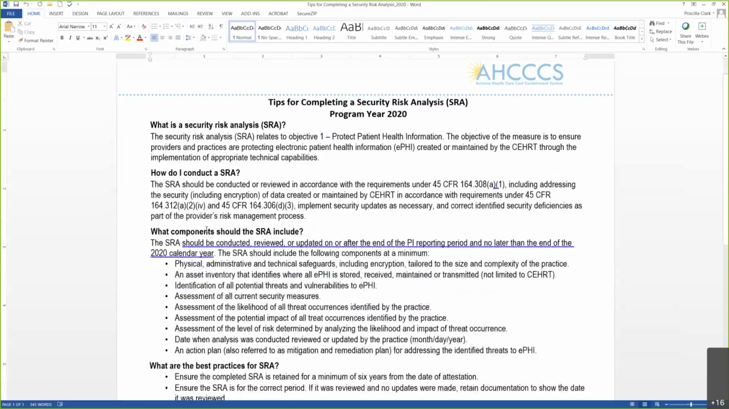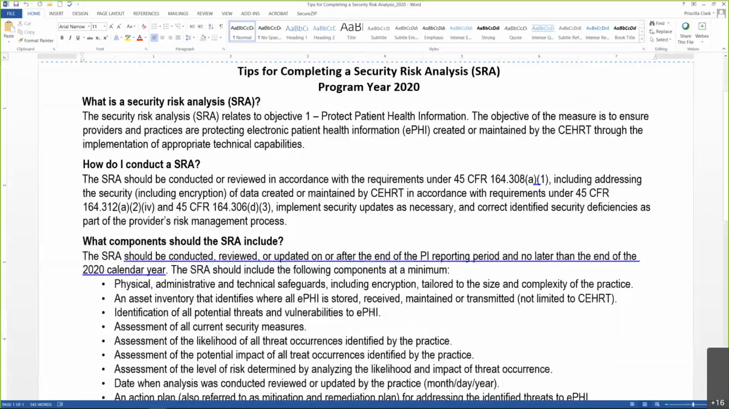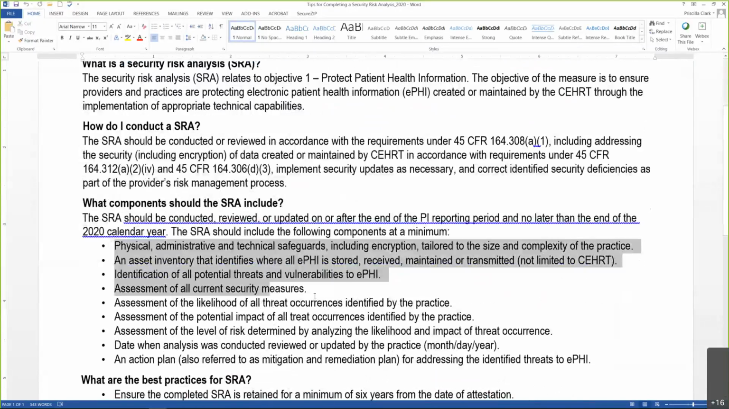Another question was, how do I conduct an SRA? It should be conducted or reviewed in accordance with the requirements under 45 CFR. It should include addressing encryption of data created or maintained by the CERT. It should implement security updates as necessary and correct identified security deficiencies as part of the provider's risk management process. This third question discusses what components the SRA should include, and those bullet points right there list out specifically what you need to make sure your SRA covers.